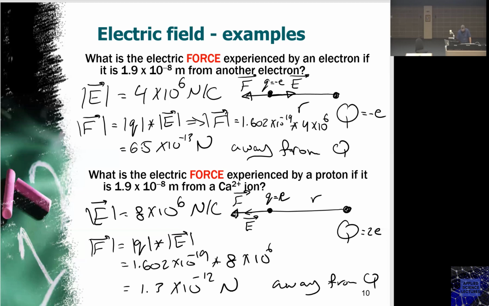So the force in both cases is pointing away, right? For the upper one, negative, alike charges, the force is repulsive. For the lower one, alike charges, both are positive, the force is repulsive, right? So for both cases I have alike charges, and that's why the force is pointing away.